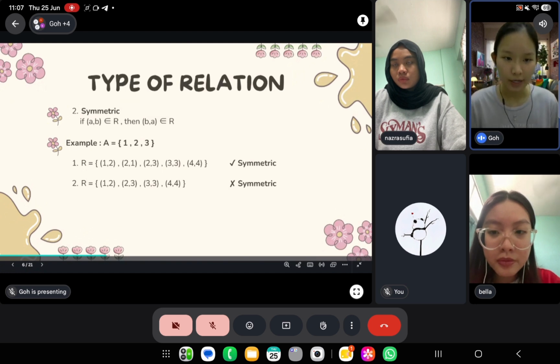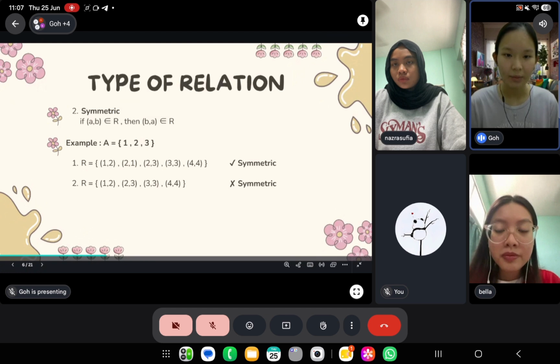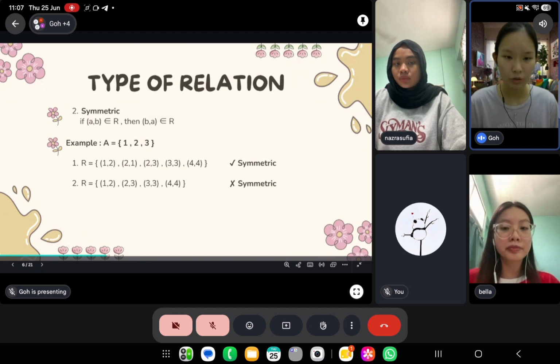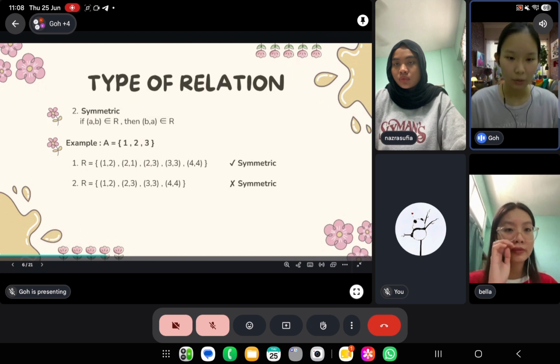The second is symmetric. If (a, b) is in R, then (b, a) is in R. So the example for the symmetric is A equals {1, 2, 3}. And for the first question, R equals {(1,2), (2,1), (2,3), (3,3), (4,4)}. The first is symmetric since it has (1,2) and (2,1). So we look at the second question. R equals {(1,2), (2,3), (3,3), (4,4)}. It does not have the (a,b) and (b,a) form, so it is not symmetric.